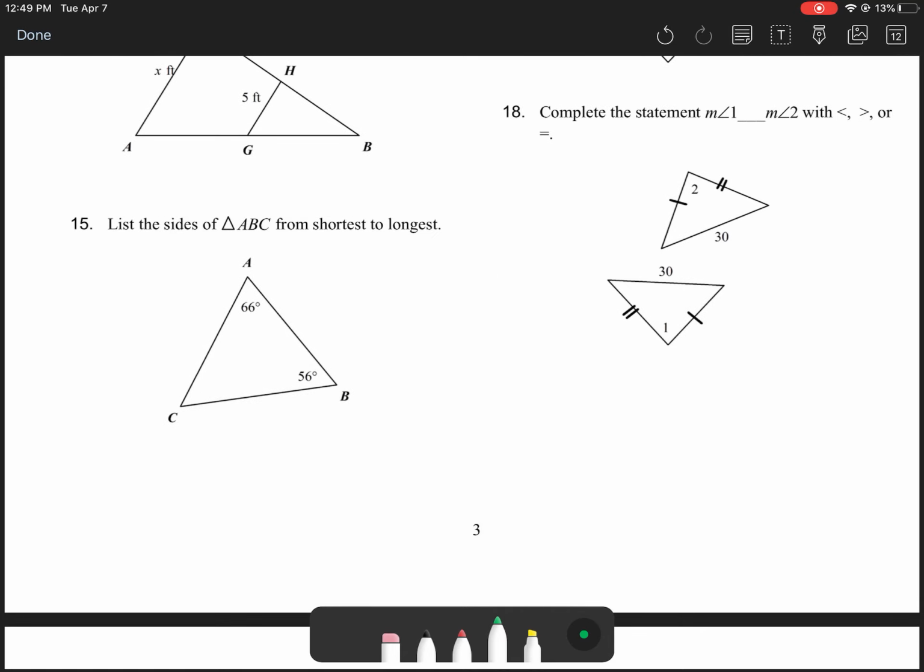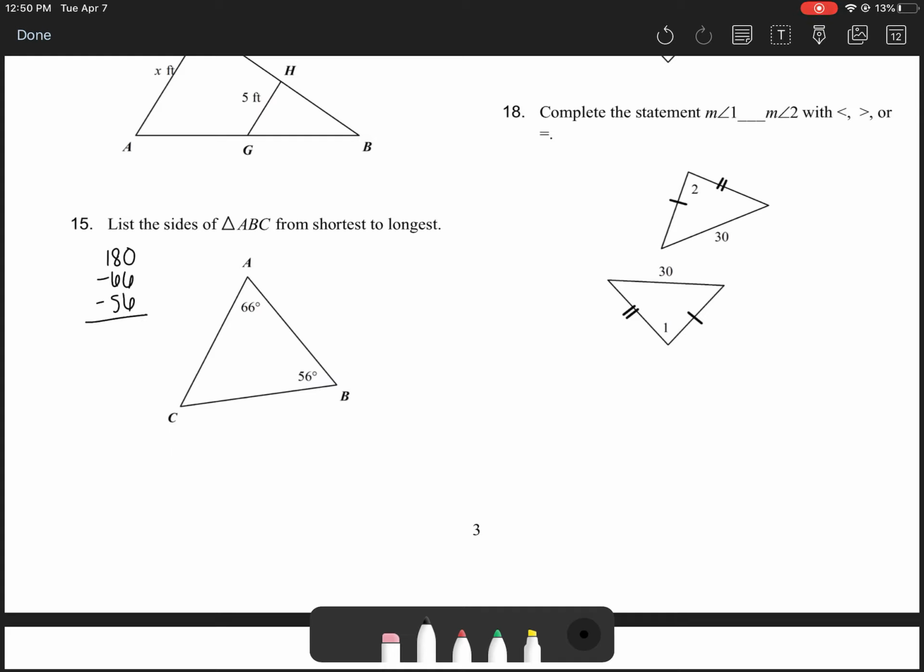For number 15, I'm looking at naming the side lengths from shortest to longest. And ignore the cat fights in my background too, it's a lovely experience teaching from home. It's very different. So I'm looking at 180, and I'm going to subtract 66 and 56.